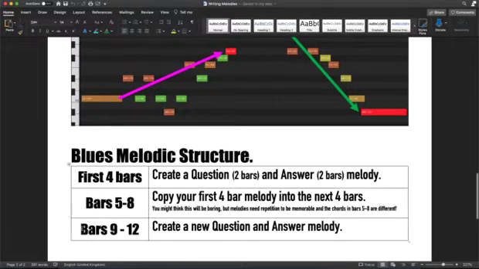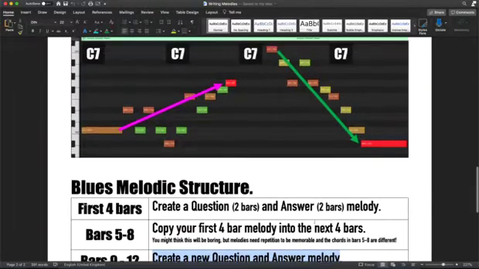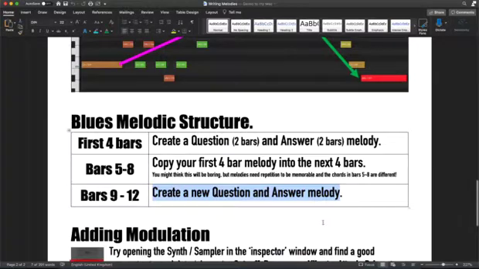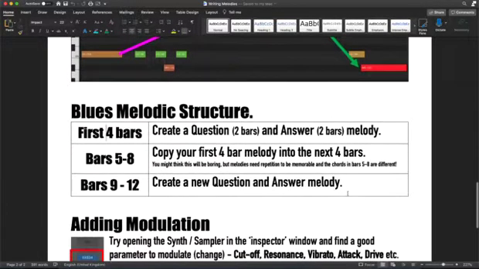And then in the last 4 bars, where you've got some different chords again, basically create a new question and answer melody, but the same sort of thing, going up, coming down. You might want to change the length of it. You might have a really quick up and then a long down sort of thing. It's quite common in a blues. So basically in terms of the structure, first 4 bars, go up, go down, and then copy that into the next 4 bars. And then the last 4 bars of the 12-bar blues, create a new kind of question and answer phrase.